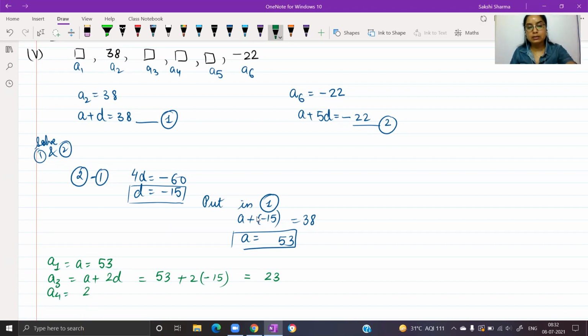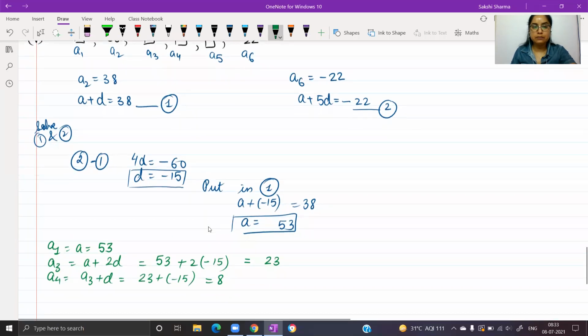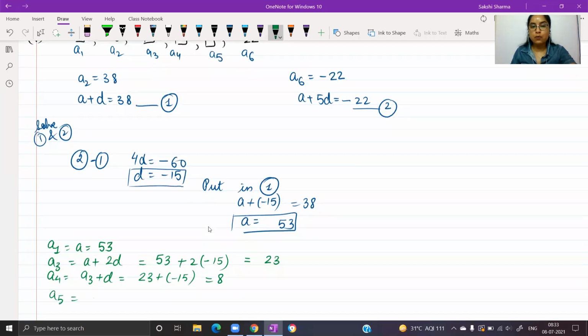So I'm just going to take the third term and add the common difference to it. That would mean I'm just using the simplest definition, 23 plus negative 15. This gives me the next term. And then the fifth term is the fourth term plus the common difference.